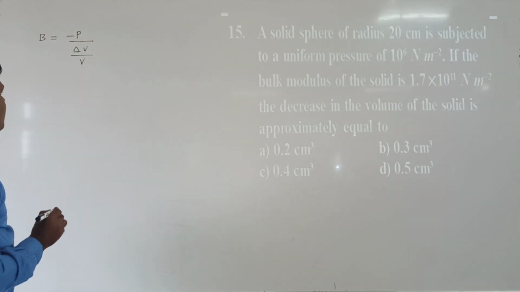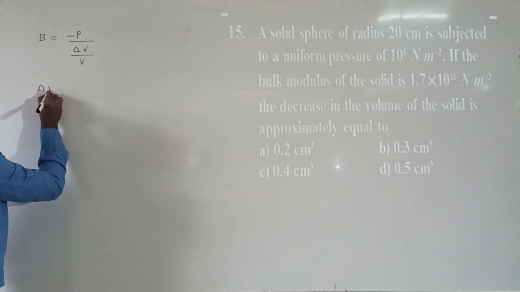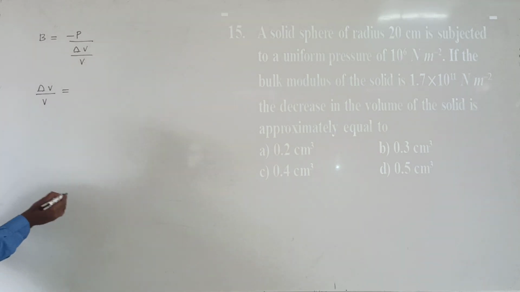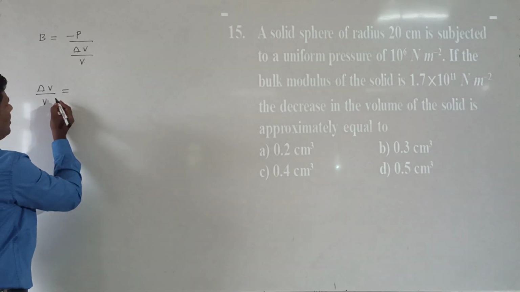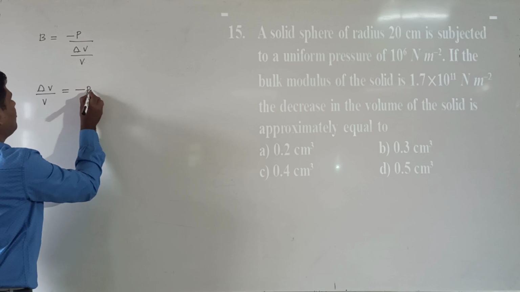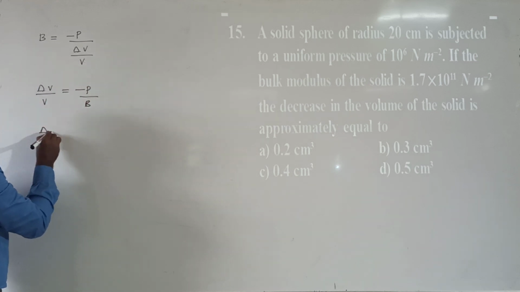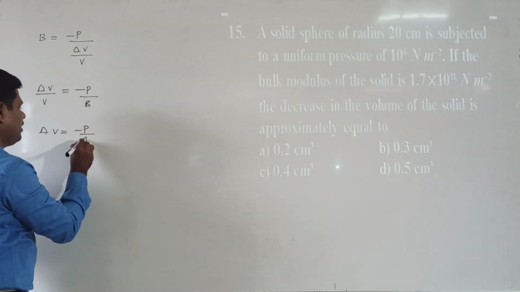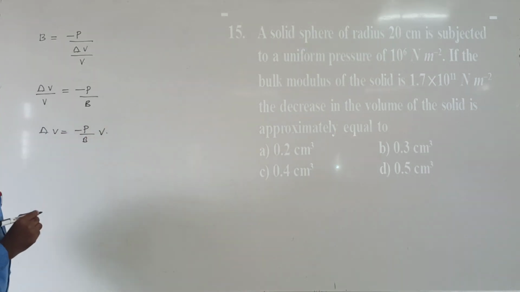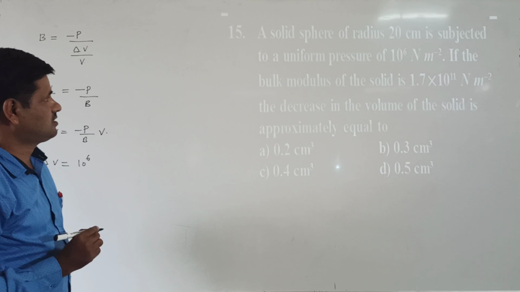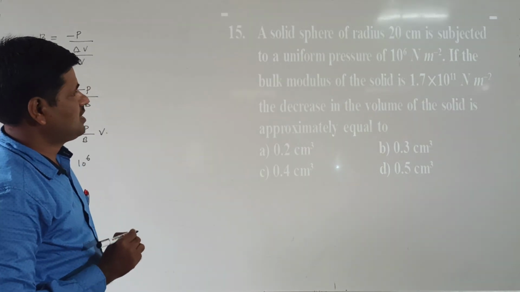Now, the change in volume is asked, delta V by V. Now we can take it in the calculation. Since the volume is decreasing, we take the minus value. P into, now P by V we are getting. Now delta V is equal to P by V into V. The pressure is given as 10 power of 6.